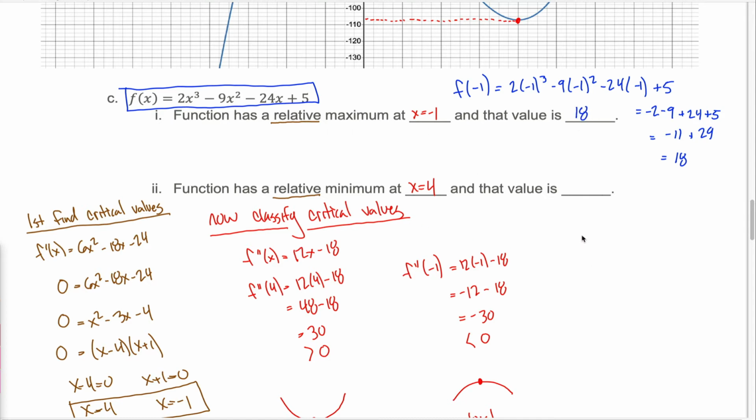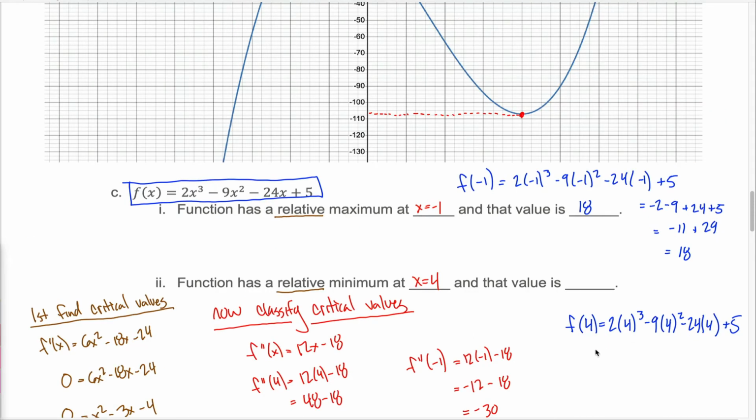What about the value of my relative minimum? Exact same thing. Now we're just going to take 4 and plug it into this equation. F of 4 would be equal to 2 times 4 to the third power minus 9 times 4 squared minus 24 times 4 plus 5. This is going to be a little bit miserable without a calculator, but hopefully I can do it. Let's see, 4 cubed is 16 times 4, which is 64, and 64 times 2 is 128, I believe. 4 squared is 16, and 16 times 9, let's see, 16 times 10 is 160, but I got one less 16, so I guess I got 144, and that's going to be negative.